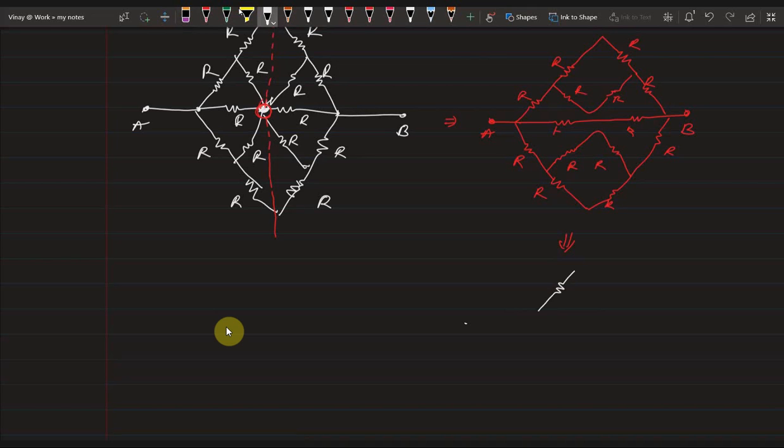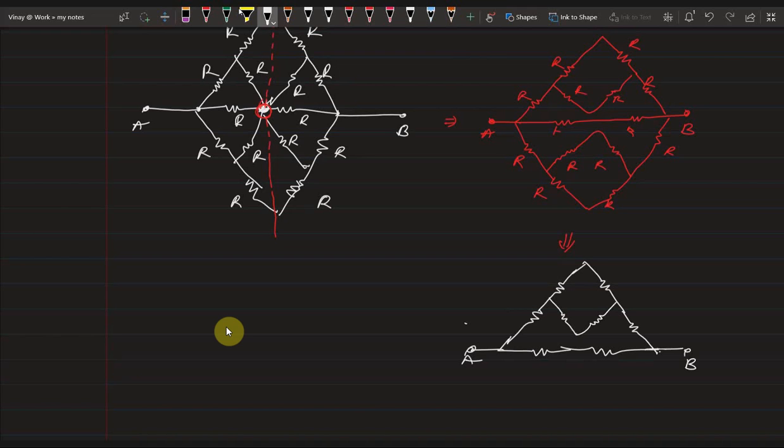This is resistance R, this is resistance R, and this is resistance R, and this is resistance R, and this resistance is R, and this resistance is also R. This is the resultant circuit diagram. And this resistance is R, and this resistance is also R.